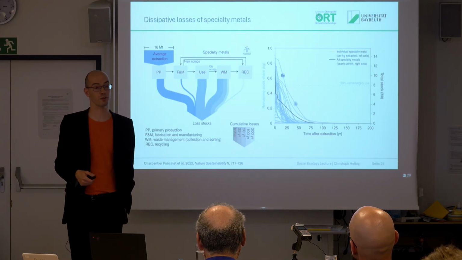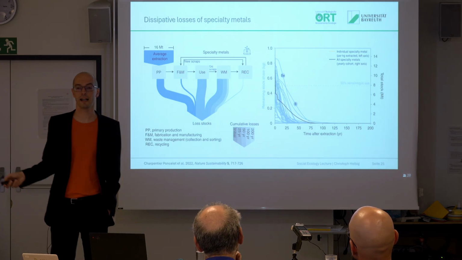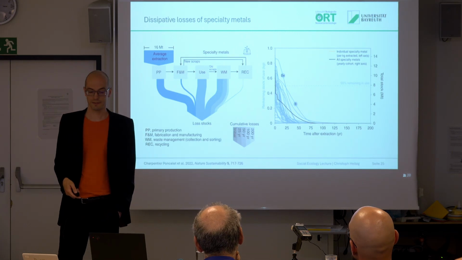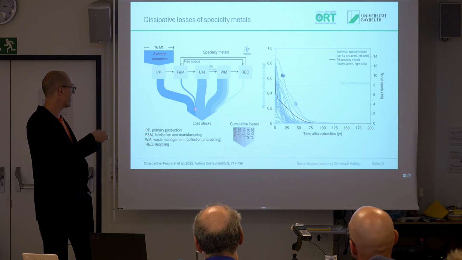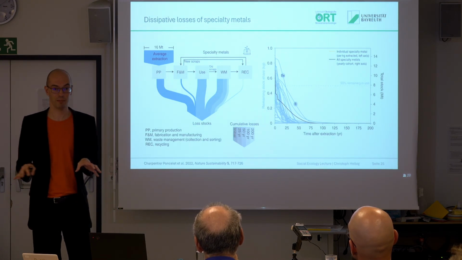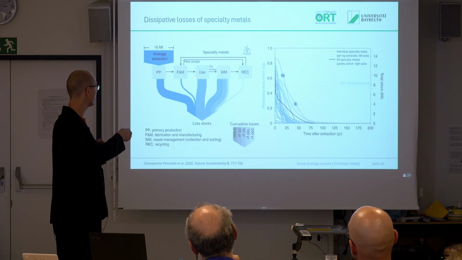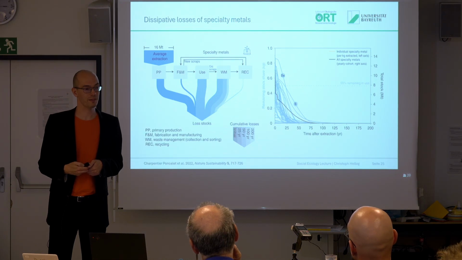This is how the graph looks for specialty metals. After 100 years, there's hardly anything left. And the most important ones that we lose is either already during the production, so during mining and separation from host metals, or during the use phase, because the materials are not collected at all. There's no waste that we could recycle.